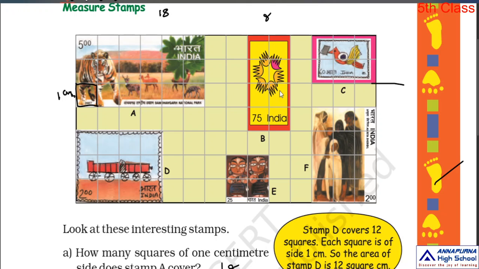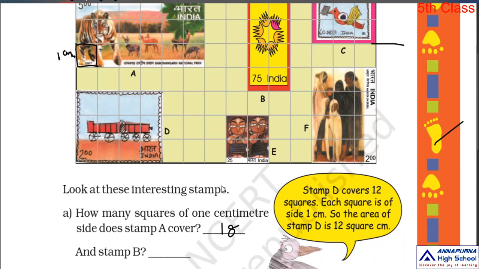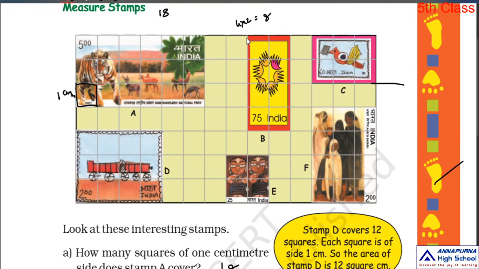Or in other words, we can count: the first row has 2, the second row has 2, the third row has 2, the fourth row has 2. How many rows are there? 1, 2, 3, 4. So 4 twos are 8. 8 centimeter squares are there. So we can write here, stamp B has 8 squares of side 1 centimeter. This is the side, 1 centimeter. Did you understand? 1 centimeter.